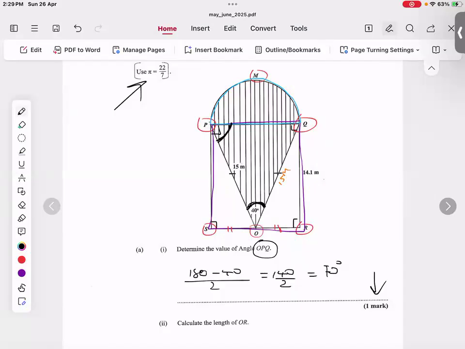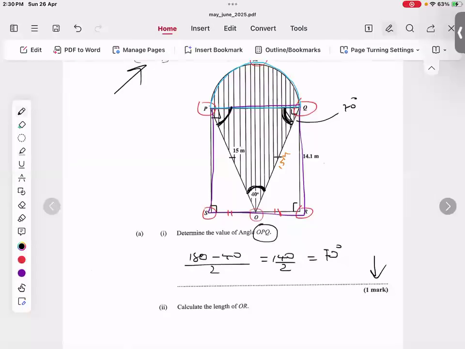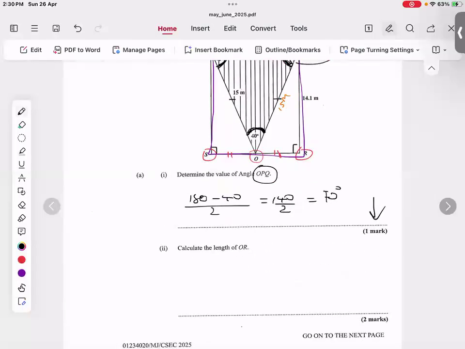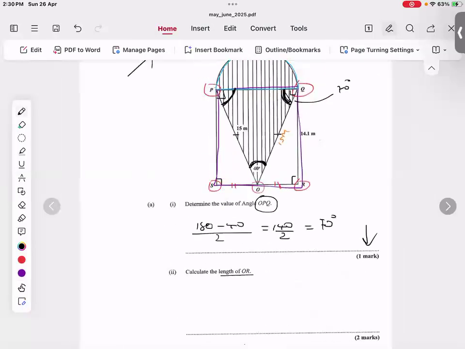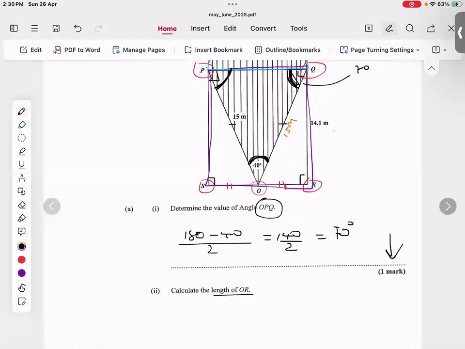So the angle in here is 70 degrees. Let me make sure we indicate it right also, so we don't get lost. All right. Good. That's it. No reason required. No need to write anything. Calculate the length of OR. Where's OR? O to R. So we want the length of OR.